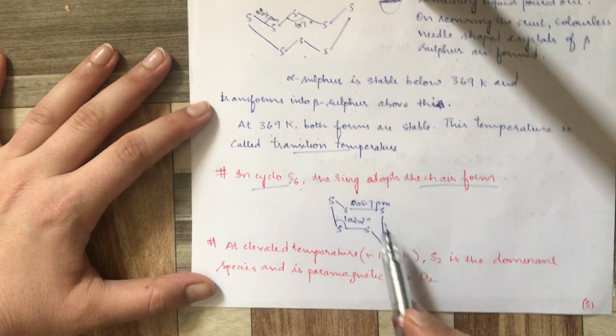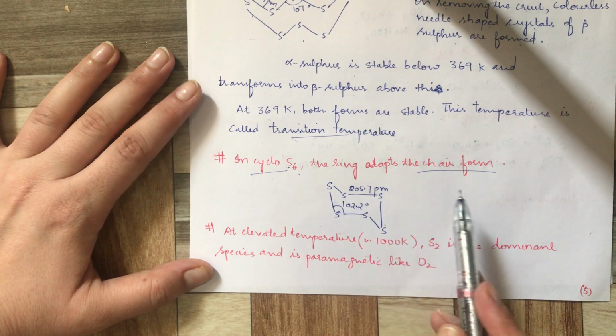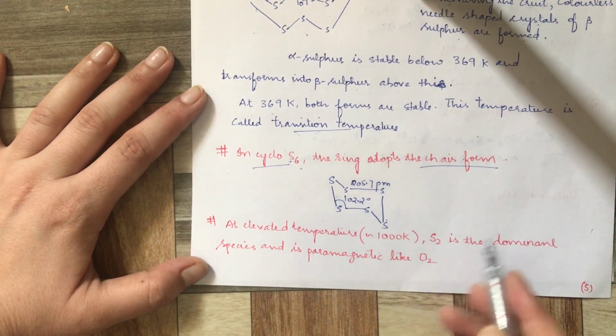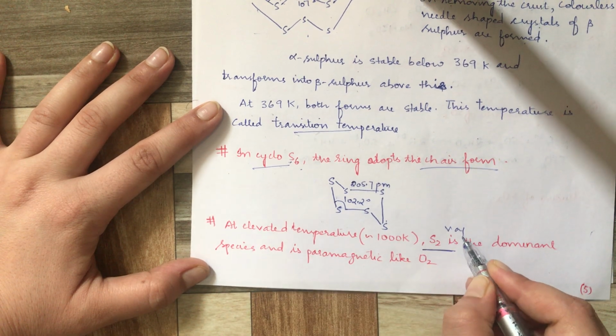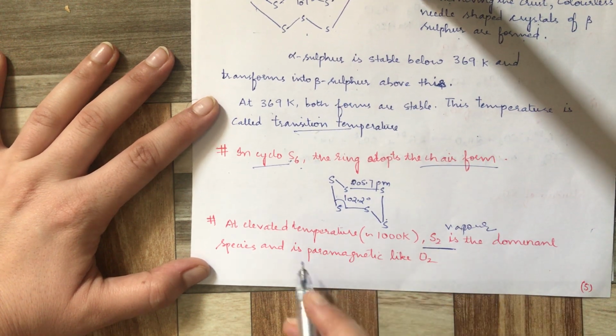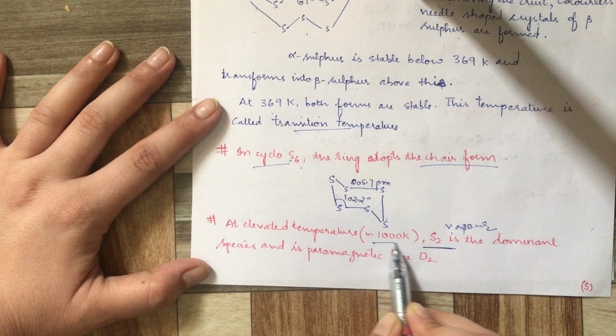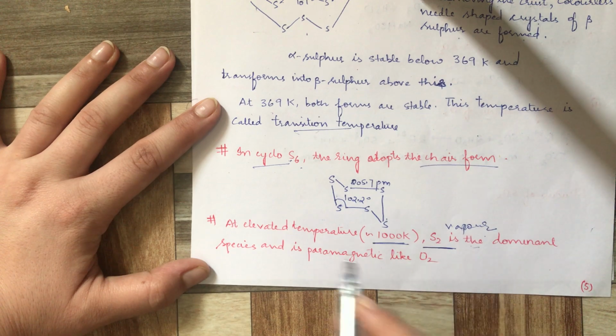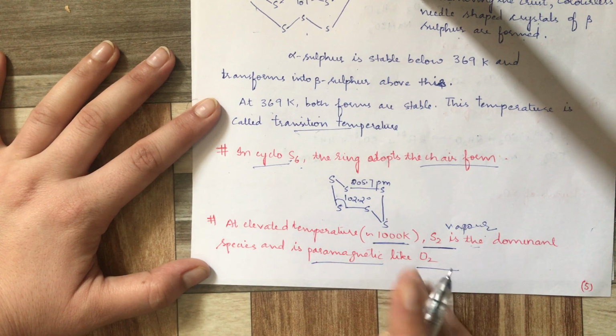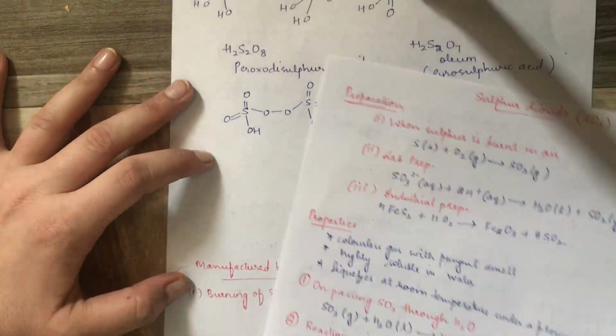It's like this, with the bond length of 205.7 picometer. There is also one species, S2, in vapor form at very high temperature, very important. At an elevated temperature of 1000 Kelvin, S2 exists in vapor form, and it's paramagnetic just like O2. So I hope this is understood.